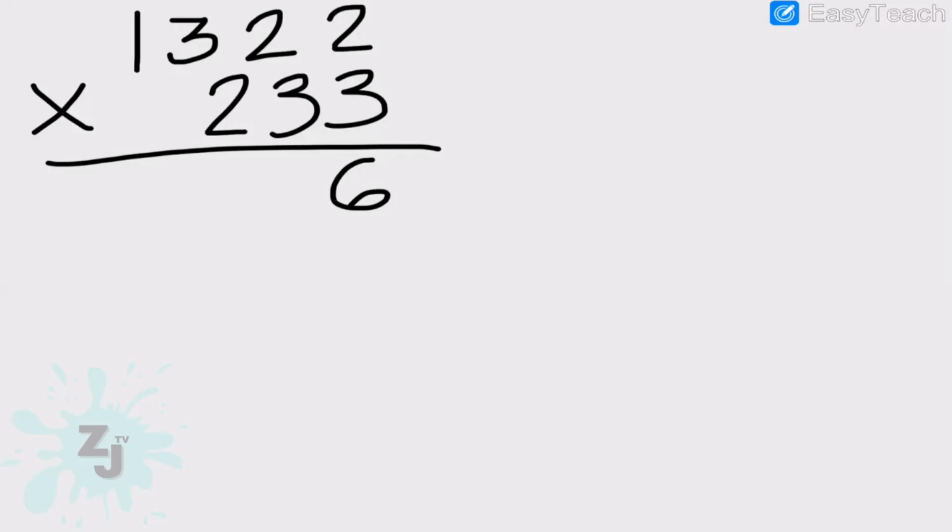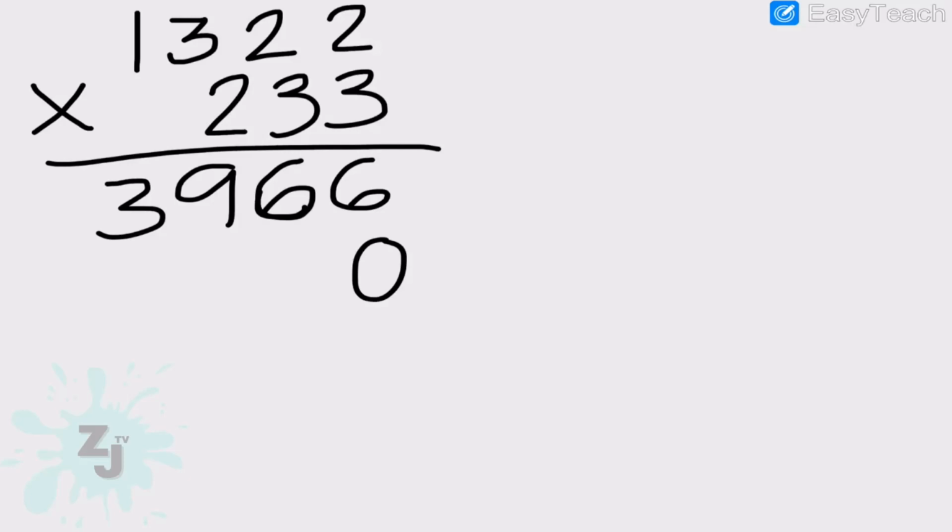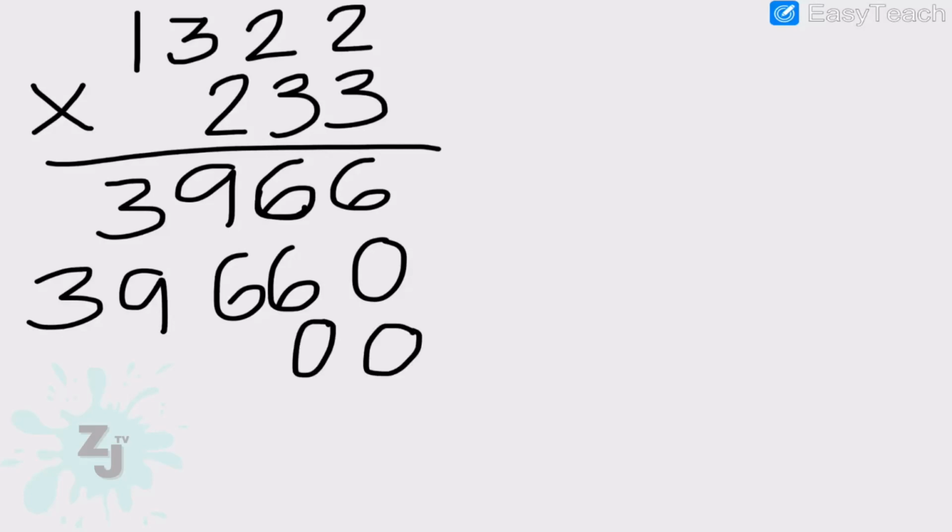That is 2 times 3 is 6. 2 times 3 again is 6. And 3 times 3 is 9. 1 times 3 is 3. Next we bring down 0. Then we multiply 2 times 3 again. That will become 6. 2 times 3 is again 6. 3 times 3 is equal to 9. 1 times 3 is equal to 3. And again, we need to bring down another 0. But this must be 2 zeros.